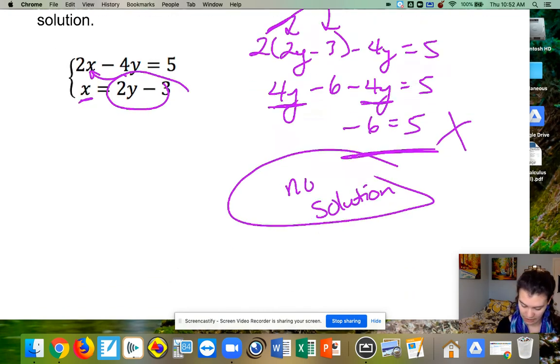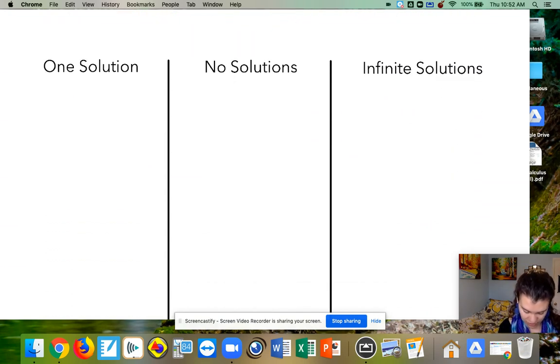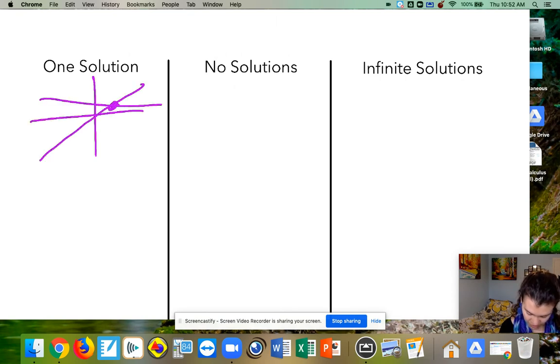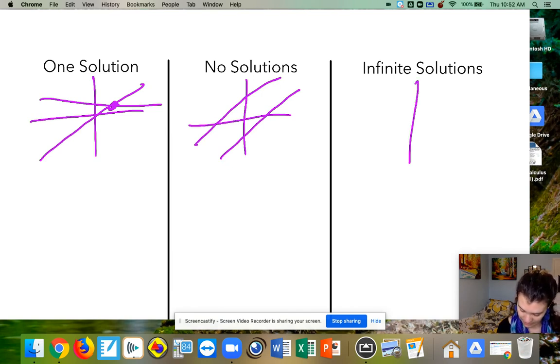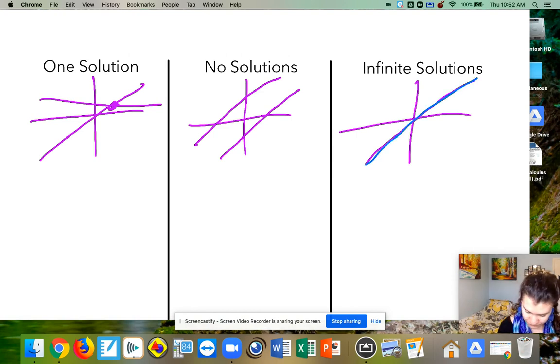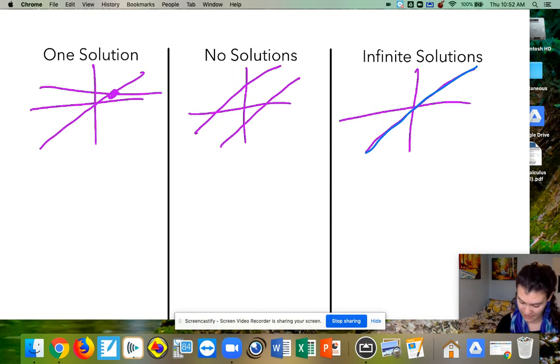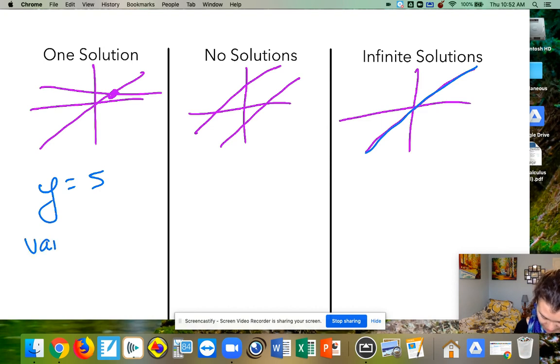So how does that happen? So one solution we had before, you intersect right here. You have one solution. No solution was something parallel like this. And infinite is you had one line with another line right on top of it. So what does that mean in terms of solving? Here you're going to have something like y equals 5. So you have one solution and the variables remain when you solve.